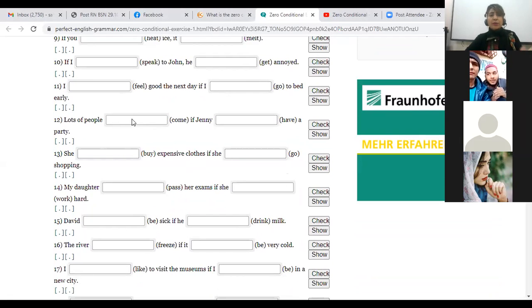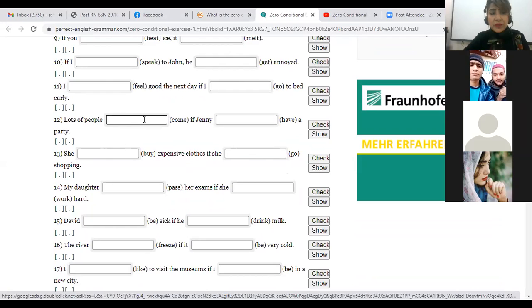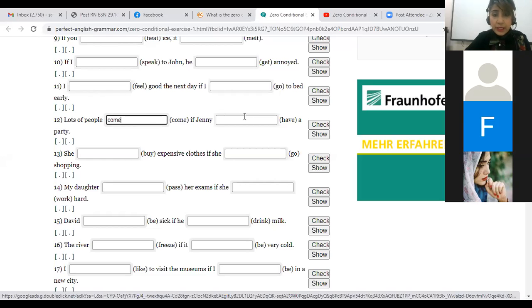All right, look at this, number 12. Tell me, what should we write? Lots of people come. Lots of people come to a party if Jenny, tell me, what do you think? What should be the word? The appropriate simple present verb should be here. If Jenny have, is it correct? No, if, ma'am, Jenny has.